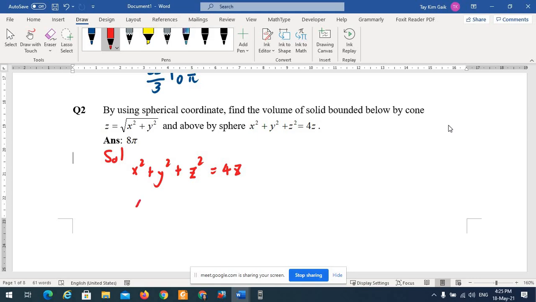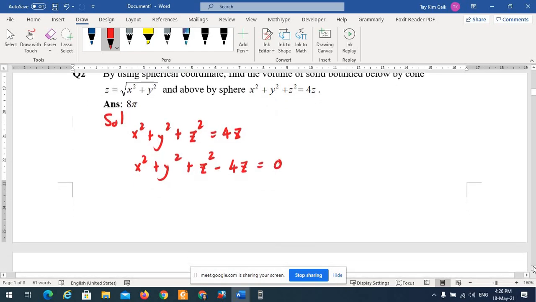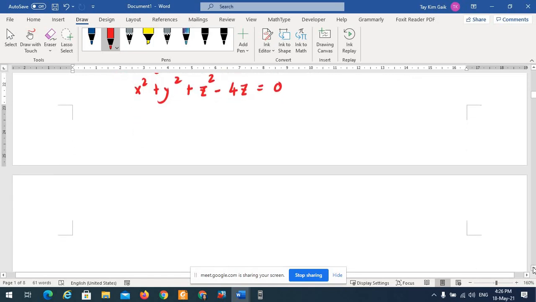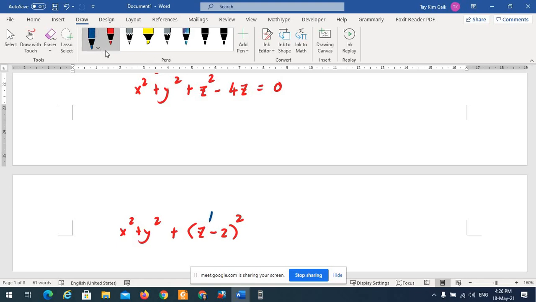In this case you need to do completing the square. We have x squared plus y squared plus z squared minus 4z equal to 0. You need to complete the square for z: you have z minus 2 squared. So you square back, negative 2 times negative 2 times z, so negative 4z plus 4. When you expand this, you actually get z squared minus 4z plus 4. So the left side has an extra 4, and on the right side you need to add 4 so they are balanced. So plus 4, plus 4.